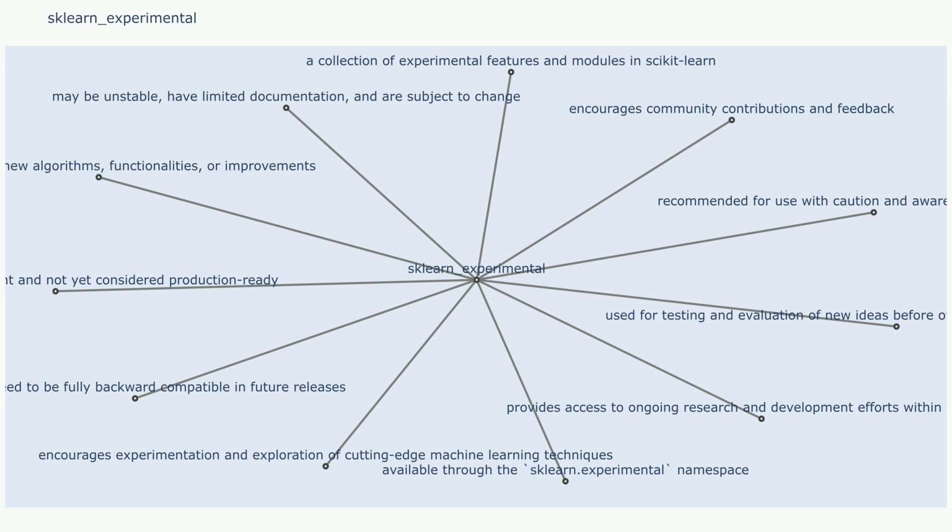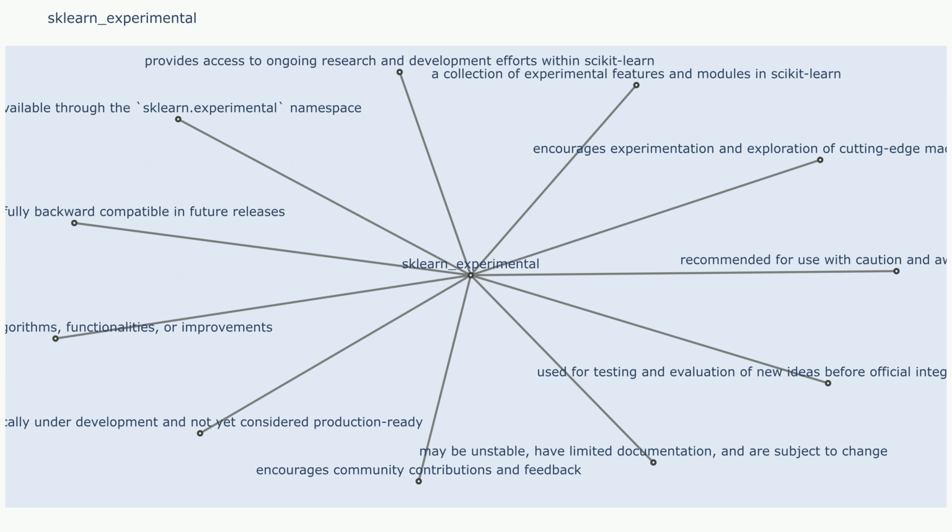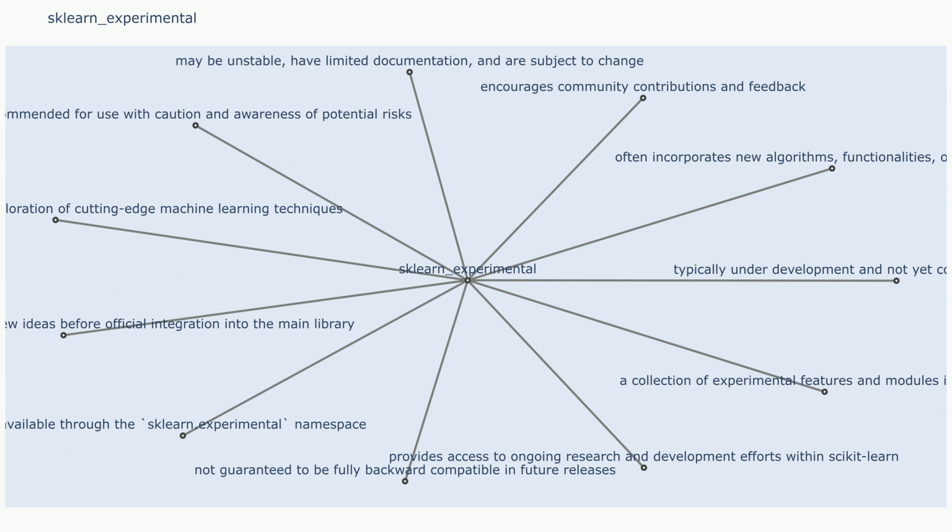Important considerations. Stability: features in sklearn experimental are not guaranteed to be stable. They might undergo changes or be removed entirely in future versions. Documentation for experimental features may be limited or incomplete. Deprecation: experimental features might be deprecated in favor of more stable alternatives in later releases. Support: expect limited official support for issues related to experimental features.